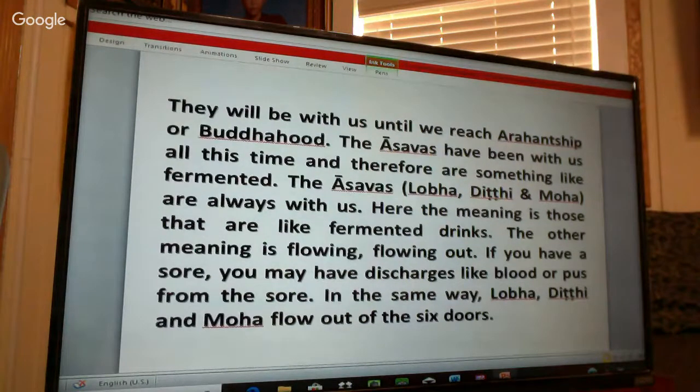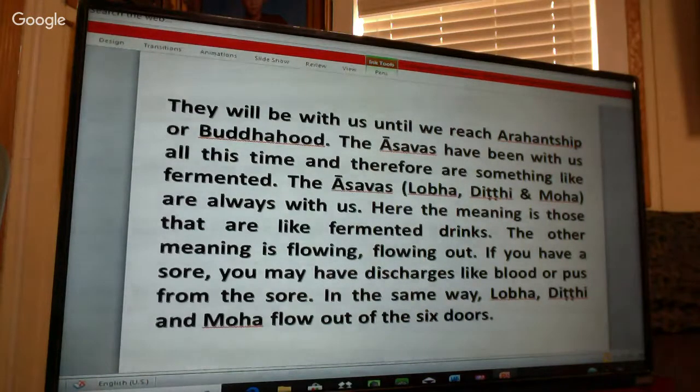So they will be with us. These four kinds of asava will be with us until we reach arahantship or Buddhahood. When we become a Buddha or an arahant, these asava cannot be with us, cannot follow us, because the arahant destroys all asava.